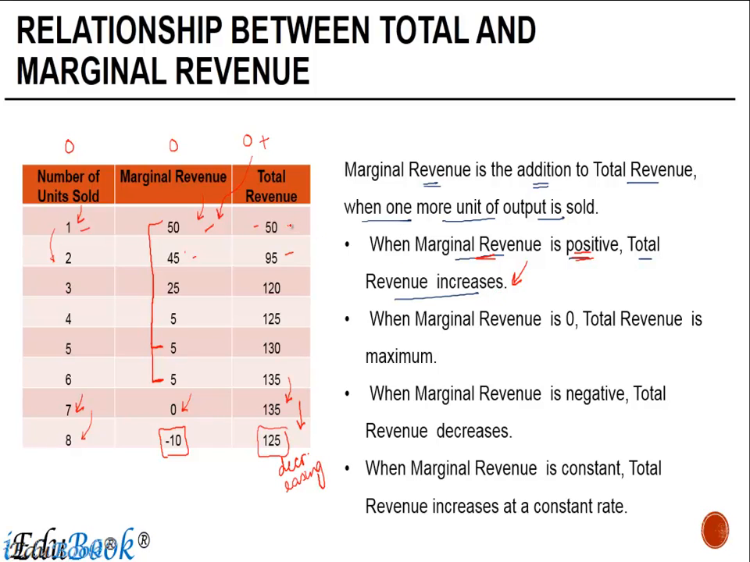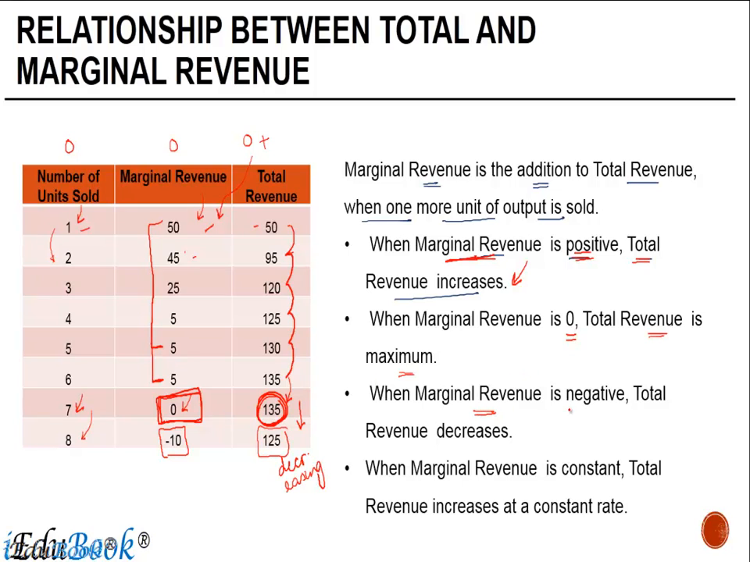So if you see, it increased from 50 to 95, 120, 125, 130, 135. Everywhere it is increasing. So we can safely assume that as long as marginal revenue is positive, the total revenue would start to increase. When marginal revenue is 0, total revenue is maximum. Where is marginal revenue 0? It is here at this point in time. So if you actually see, the total revenue is maximum at this particular point.